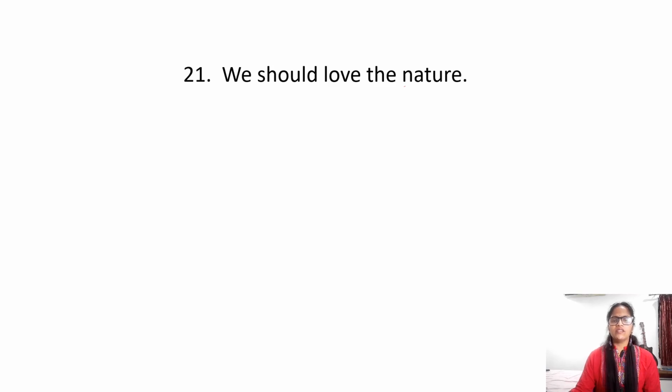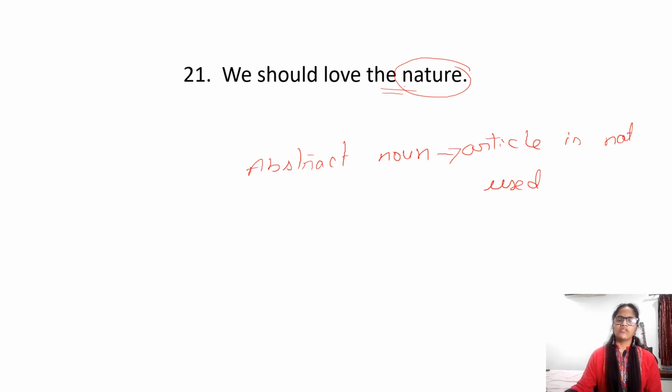We should love the nature. Nature is an abstract noun. Article is not used before an abstract noun and nature is an abstract noun. So nature doesn't take any article. So use of the before an abstract noun is wrong. So the answer is we should love nature.